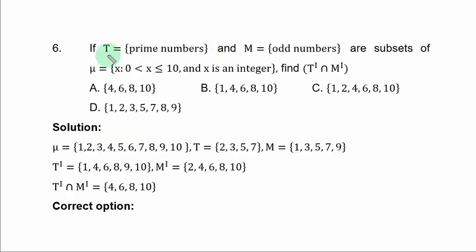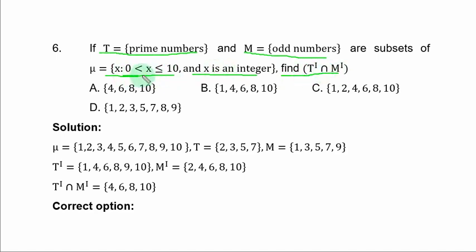Question 6. The set T is a set of prime numbers. The set M is the set of odd numbers. They are all subsets of the universal set S, such that 0 is less than or equal to S, which is less than or equal to 10, and S is an integer. Find T complement intersection M complement.